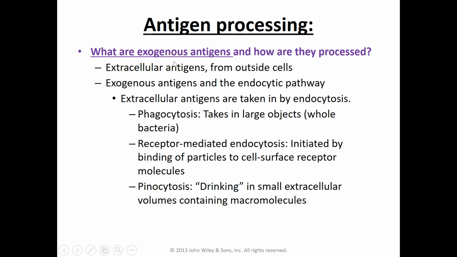How are they processed? They're extracellular antigens from outside the cells. We're going to take them in by those pictures that you saw. Phagocytic cells will engulf whole bacteria. Some, especially viruses, will bind to our receptors and we'll take them in. This is how they get in. But this is actually good for us too, because then we can bring them inside and process them sometimes. Or we're going to take in large proteins by pinocytosis.